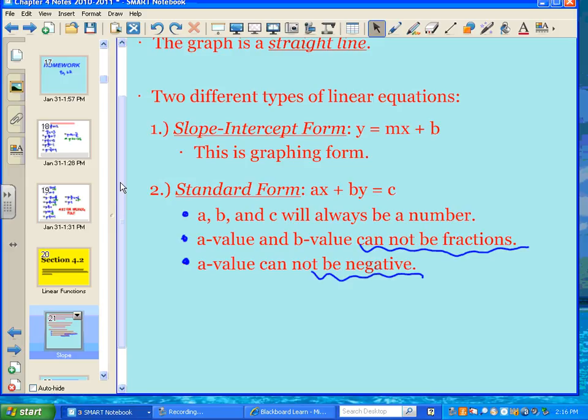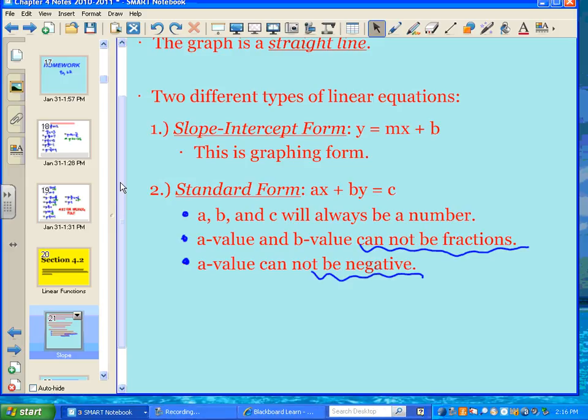A and B cannot be fractions. I need you to underline or circle that. A and B cannot be fractions. The main reason is for whenever you get to matrices in Algebra 2 and a little bit in geometry: no fractions, which includes decimals. So don't say to me, what if I have a decimal? That's the same thing as a fraction. I know you know that. So no fractions.